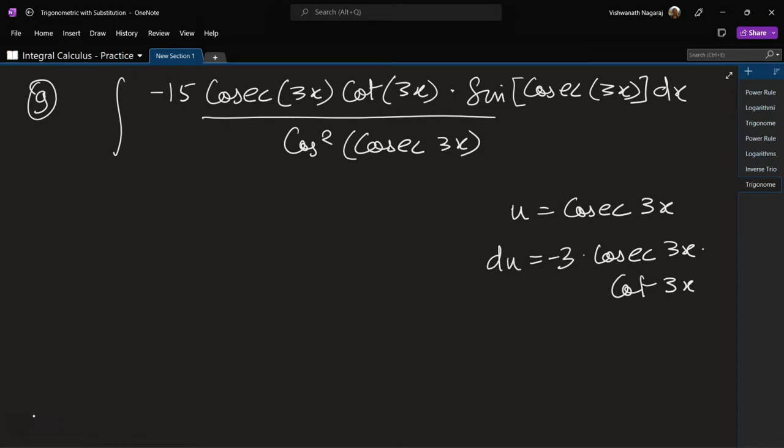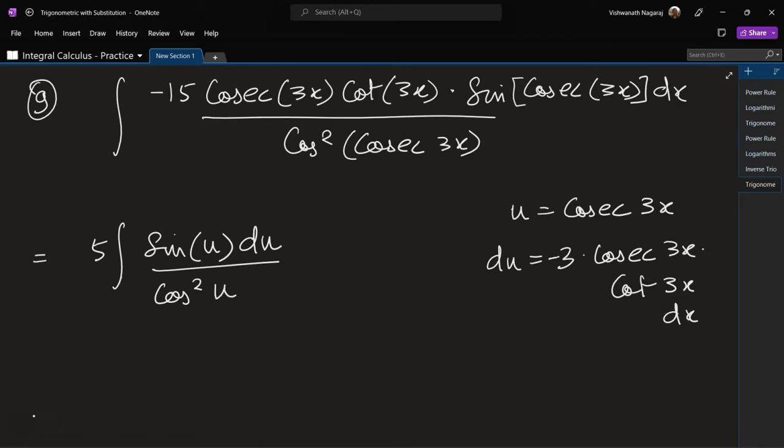Okay. So now let's organize this. Here we have minus 3, we have minus 15. We require only minus 3. So let's take 5 out. We get minus 3 cosec 3x cot 3x dx. Here dx is also there. Sine of u du divided by, we have cos square u, right?